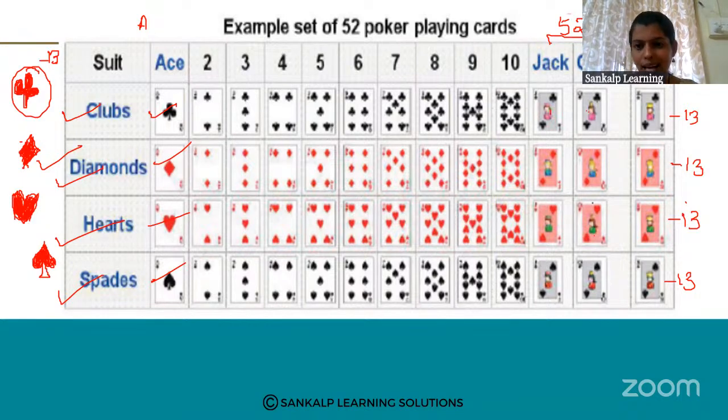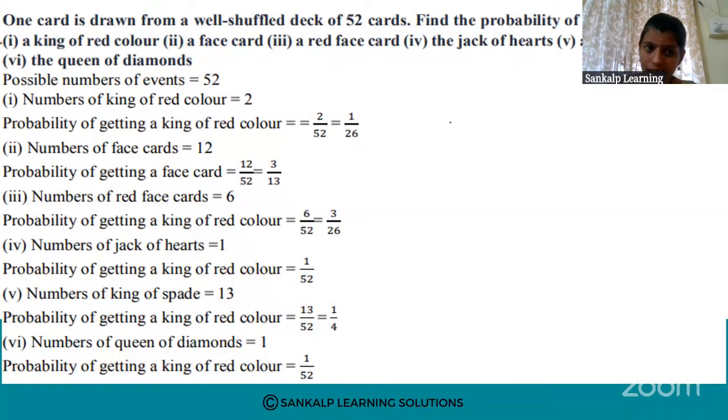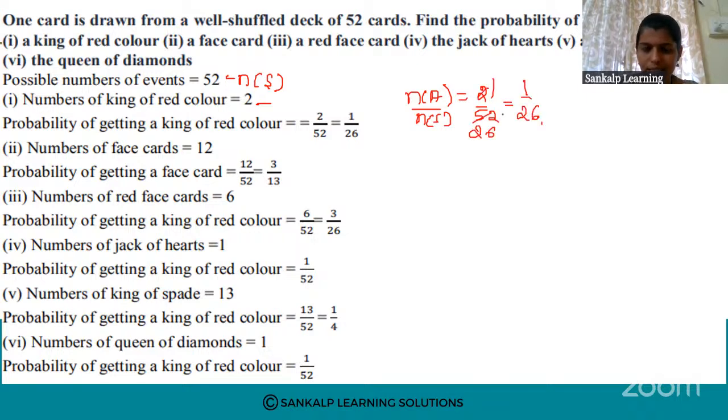So how many kings are there in these two sets? These two cards, 2 kings. Yes, here one king comes, here one king comes. That means 2 kings are there in the red card. Therefore total number of cards is 52. This we will consider as n of s, and number of king of red color is 2. Okay, therefore probability of getting king of red color is n of a divided by n of s. So n of a is 2 divided by 52. 2 ones are 2, 2 twos are, 2 26s are, so 1 divided by 26 you will get.